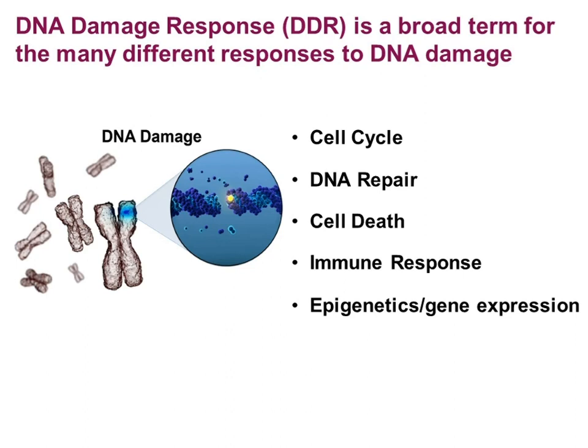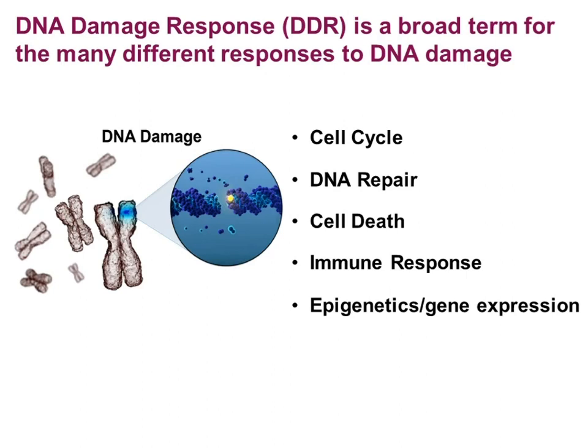So the DNA damage response, or DDR, is actually a broad term for the many different responses to DNA damage. It's not only the response to damage that leads to cell cycle arrest and the repair of that damage, but actually also is involved in decisions on cell death or senescence. There are multiple different interactions with the immune response.